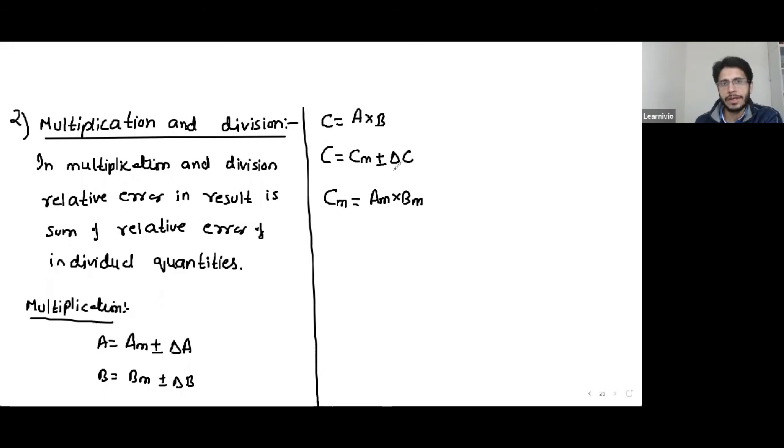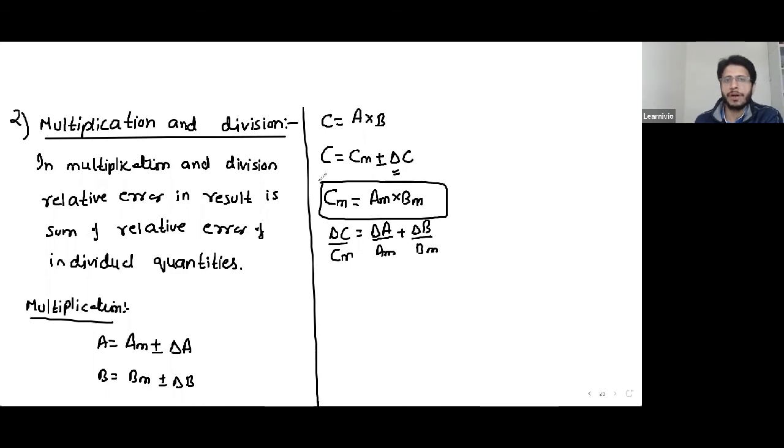If you want to calculate error in C, then you will combine relative error. What is relative error? Absolute error by mean value. Relative error in A, which is delta A by A mean, plus relative error in B, which is delta B by B mean. So when you multiply two quantities, you combine their relative error. Mean value is simply the multiplication of mean value of A and mean value of B, but the error that we combine here is not absolute, it's relative.